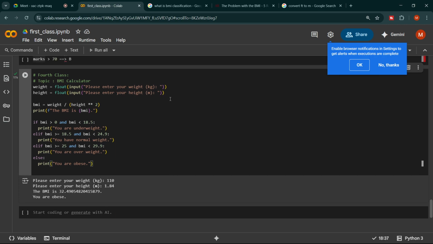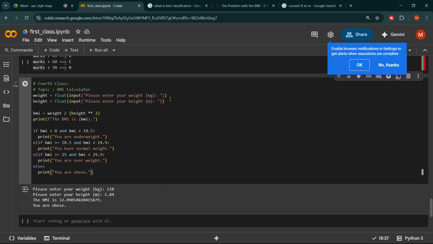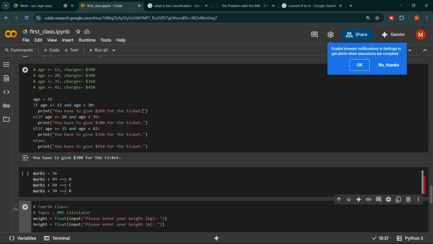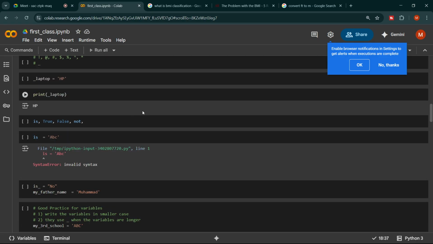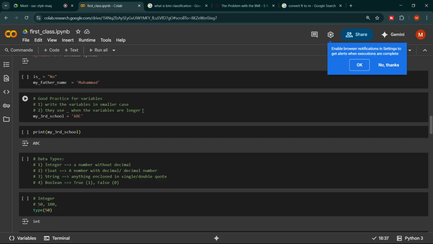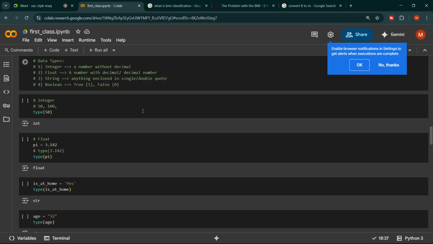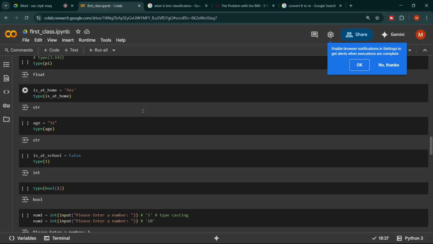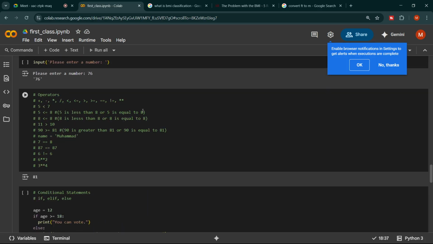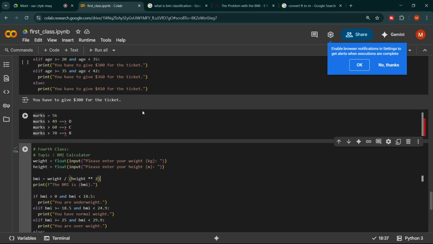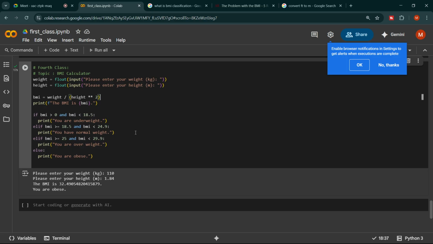So this was the agenda for these four classes, to give you the idea of how conditional statements work. We discussed some basic concepts from the print statement to variable names. We discussed the rules for naming variables, then the data types, and we also discussed the type function, how it works. Then we discussed operators and conditional statements. These were the basic topics for writing the code for the BMI calculator. And if you have understood conditional statements clearly, this is a very big achievement, and I appreciate that you have learned this.